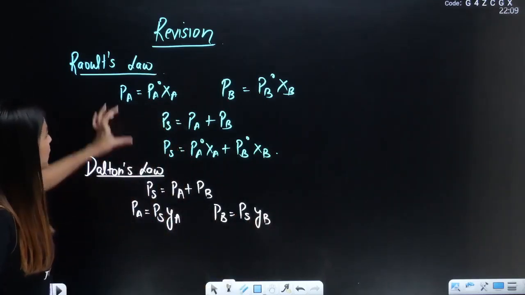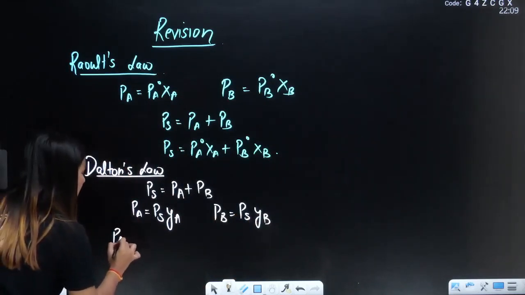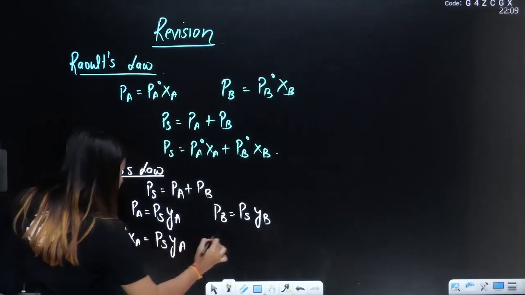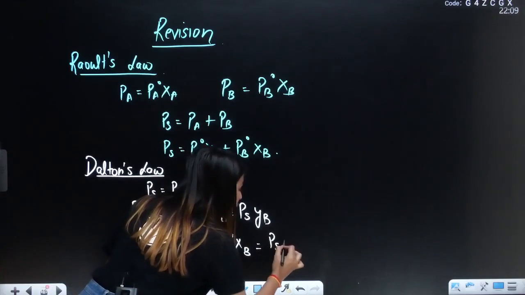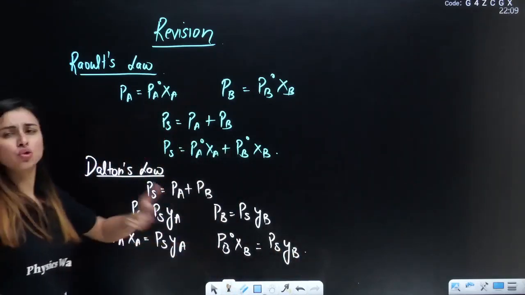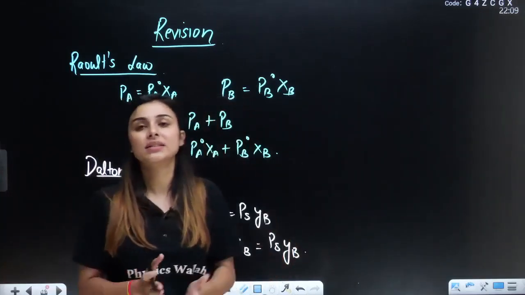Now you just need to equate these two. Okay, so equate these two. You will say PA naught XA is equal to PS YA. PB naught XB is equal to PS into YB. Only this expression. Divide these two, do n number of calculations, it doesn't matter. You just need to understand only this part.